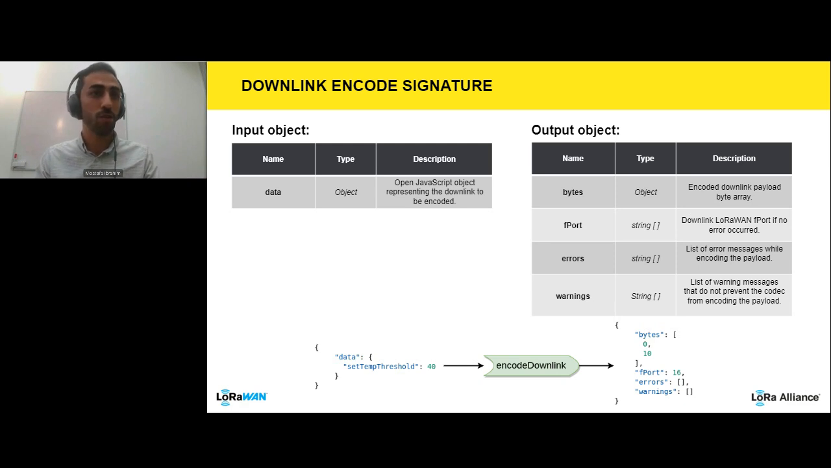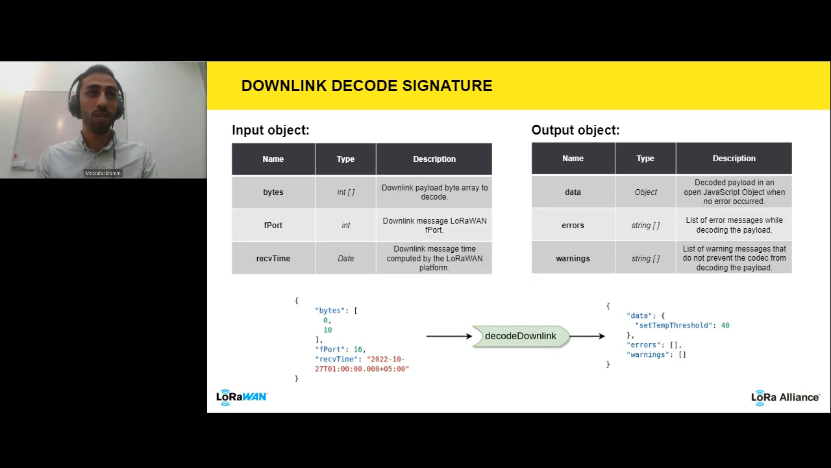Here's an example. Here we are saying that we need to set the temperature threshold to 40. The encode downlink will encode this to be understood by the device. So it sends just an array of bytes and on this F port. And the device will be manufactured in a way that if I receive these bytes and this F port, then I have to configure this part of hardware.